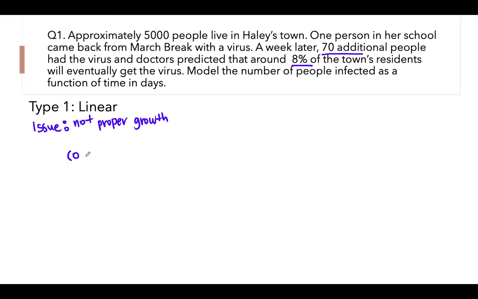So at 0 time, one person is affected. And then a week later, so 7 days later, 70 additional people. So it will be 70 plus 1, so it's going to be 71. Assuming that X represents the number of days and Y represents the number of infected people, I represented that as a point.